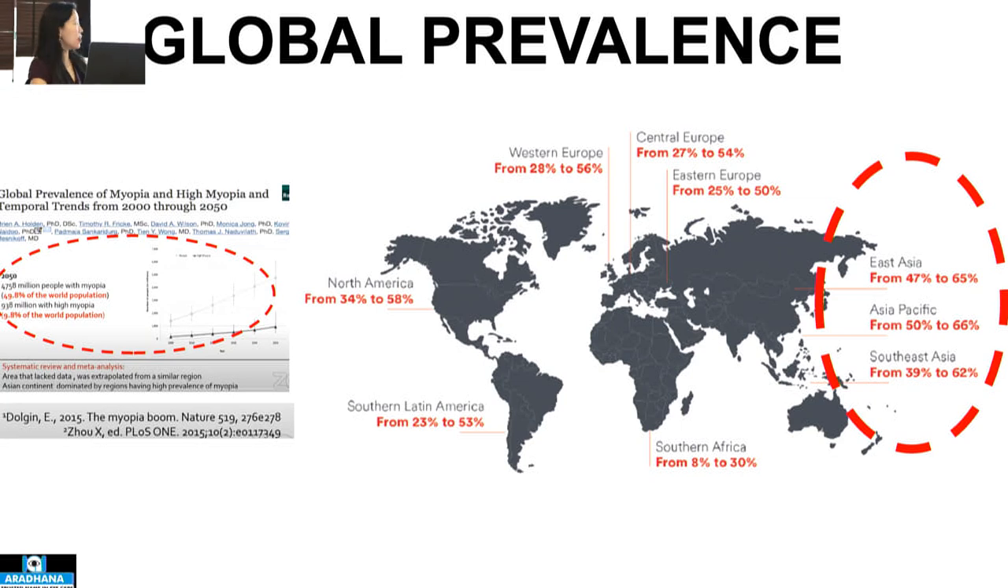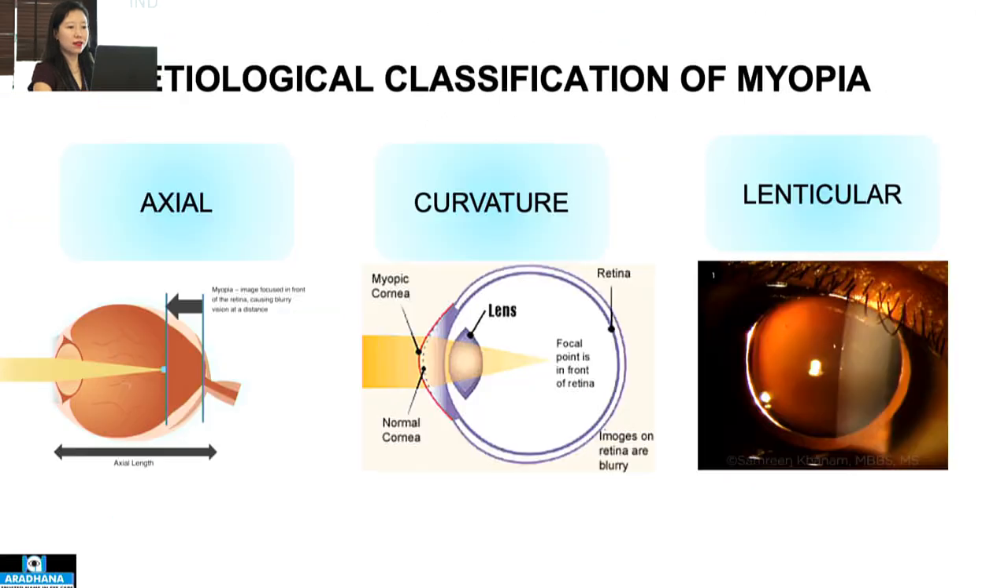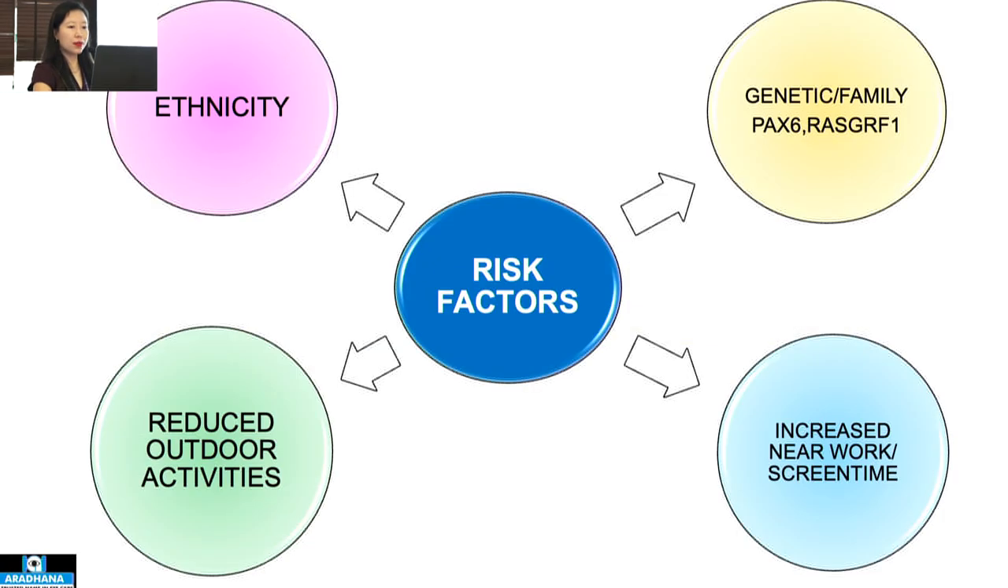Regarding the prevalence of myopia globally, it is mostly confined to the Southeast Asian countries, and it's predicted that by the year 2050, 50% of the world population will become myopic. Whereas in India, it's the leading cause of visual impairment, but still, the prevalence of myopia in India compared to that of the Southeast Asian countries is still less. So we know it can be axial, curvature, or lenticular, and if it's more than 6 diopters, it's pathological.